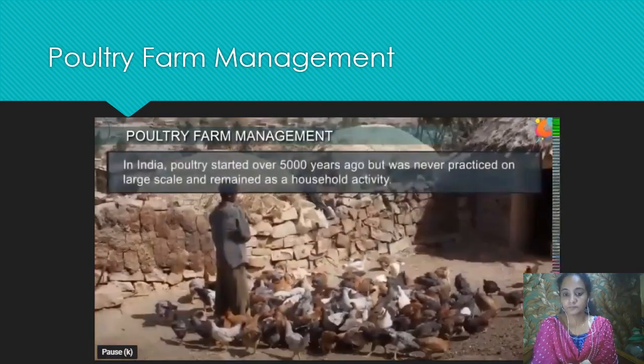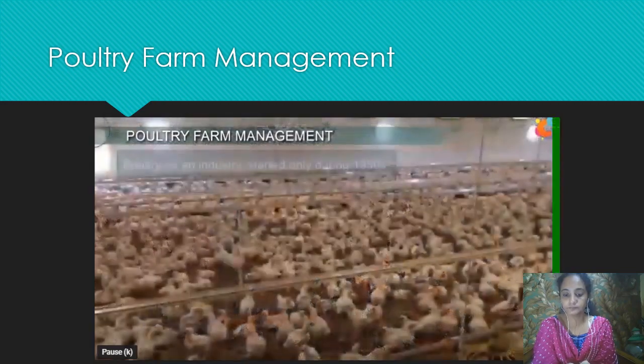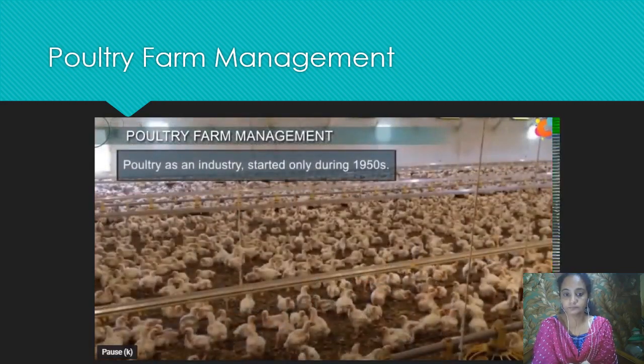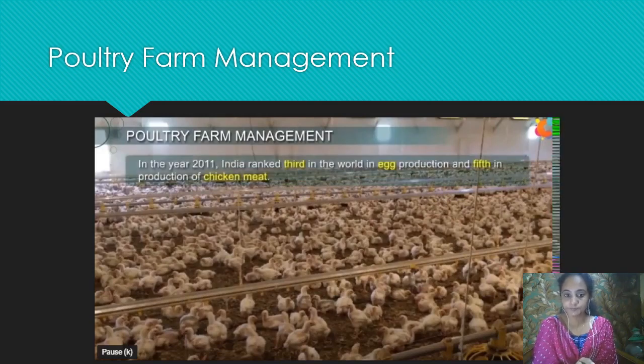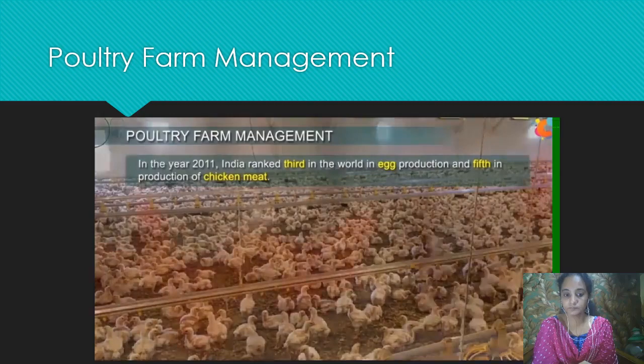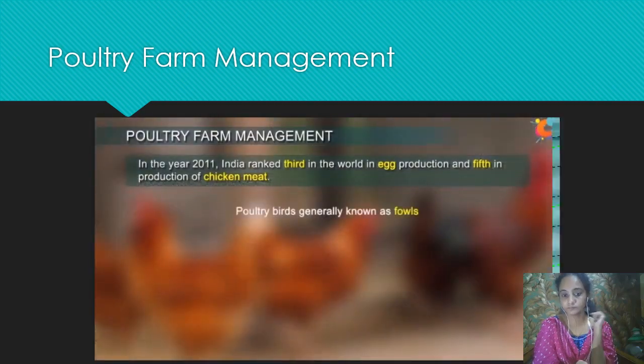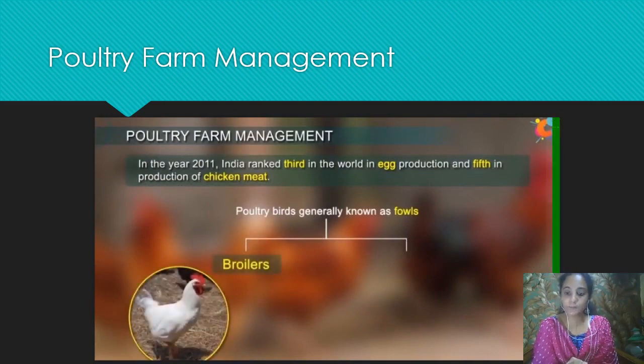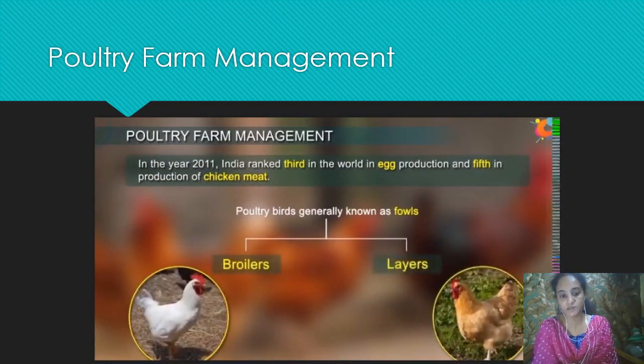In India, poultry started over 5,000 years ago, but was never practiced on a large scale and remained a household activity. However, poultry as an industry started only during the 1950s. You can see this is the poultry farm. In the year 2011, India ranked third in the world in egg production and fifth in production of chicken meat. Poultry birds, generally known as fowls, are of two types. One is called broilers and another one is called layers.